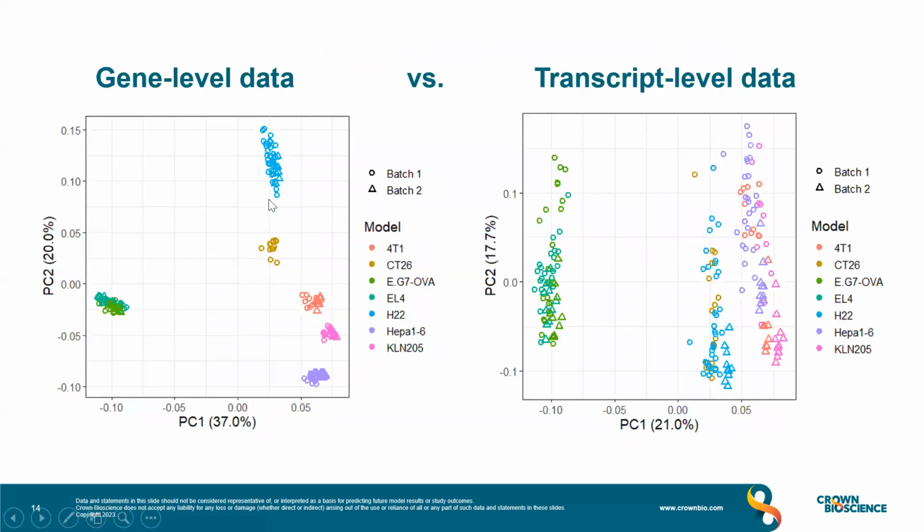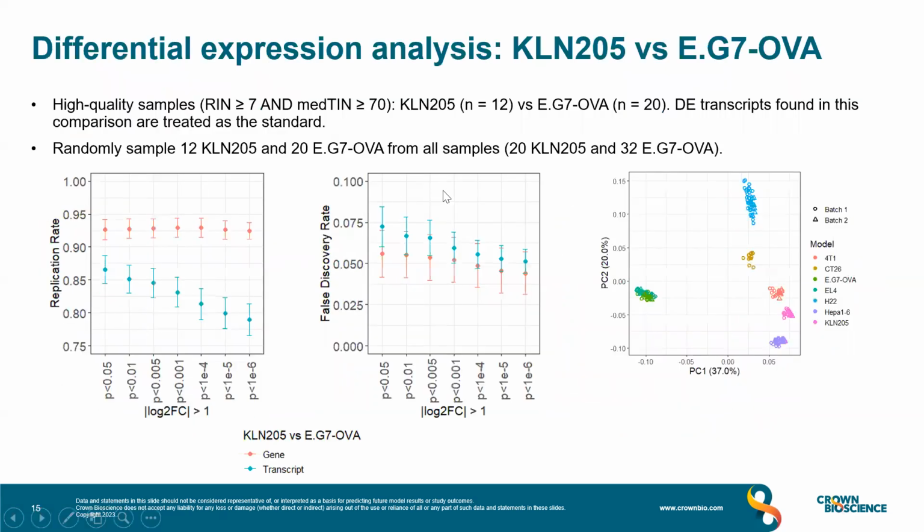By comparing the results from visualizing transcript-level and gene-level expression data, we can conclude that the impact of RNA degradation on gene-level data is much smaller than on the transcript-level expression data. So intuitively, one would hypothesize that an analysis performed on gene-level expression data would be more reliable than a downstream analysis on transcript-level data, since the former is less distorted by the presence of possible RNA degradation. To test this idea, we performed both gene-level and transcript-level differential expression analysis on KLN205 and EG70VA samples.